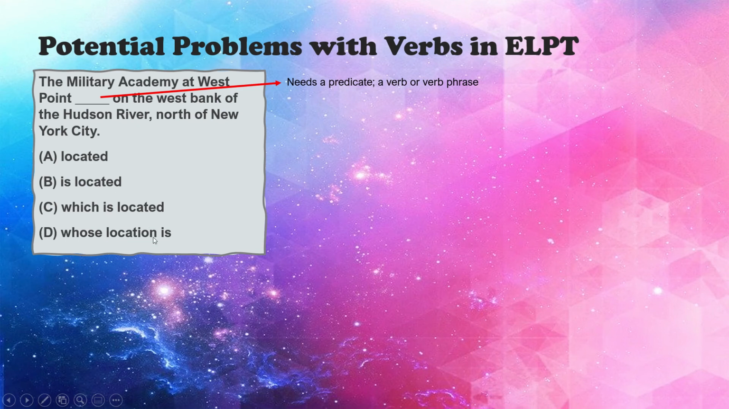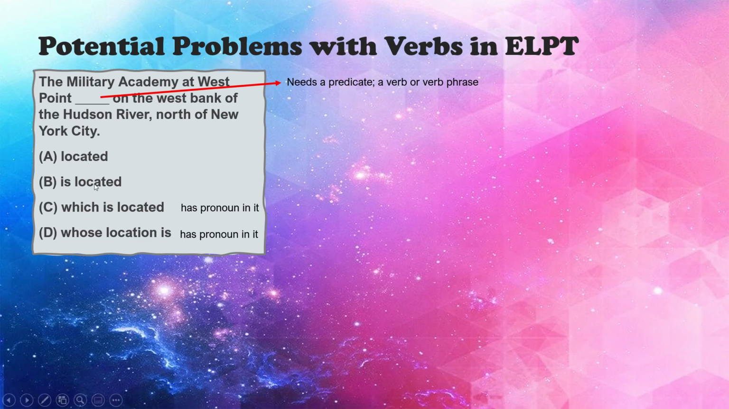But look, these two have pronouns in them: "which" and "whose." We only need a predicate, a verb or a verb phrase. So a pronoun is not needed. Therefore, C and D are incorrect. That must be the wrong choice. Therefore, it leaves us with two choices.